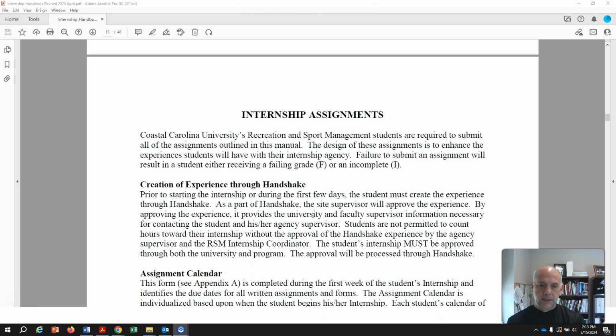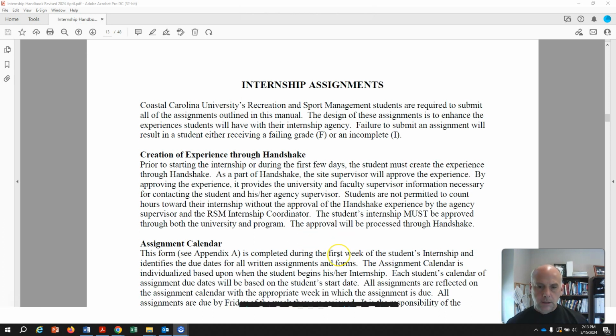And one thing to keep in mind with that handshake, you can't start your internship hours until you get that handshake approved, and the approval process means that you submit it. Dr. Connor is going to activate it. The activation sends an email to your site supervisor. Your site supervisor will be asked to approve it. He or she will approve it. It'll come back to Dr. Connor, and then she'll approve it. And once that happens, your handshake is approved, and you can start counting your hours towards your internship.